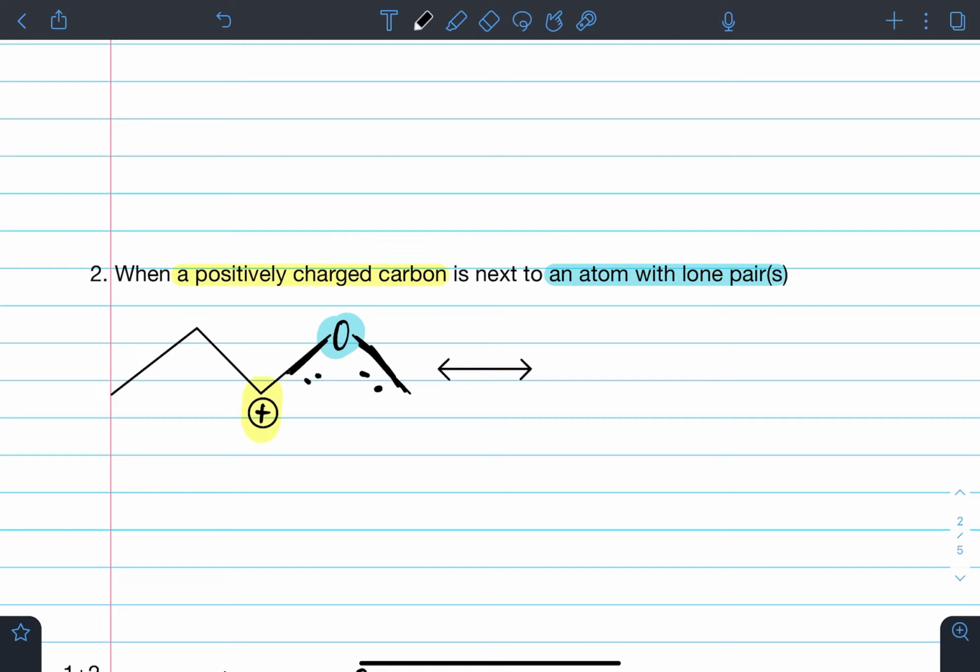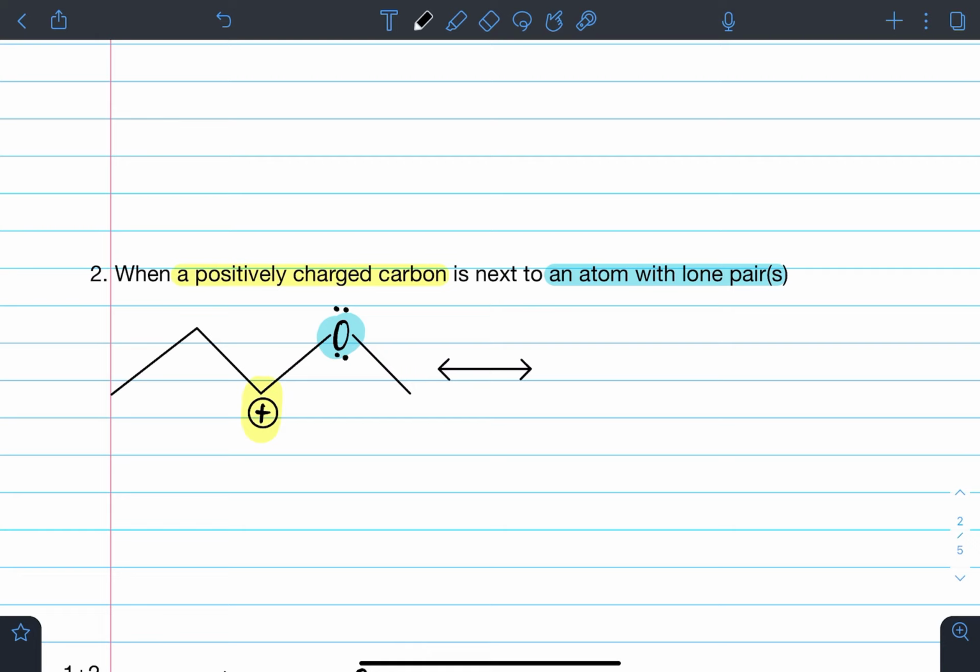So oxygen would need 4 more electrons to satisfy the octet rule, which is for 8 valence electrons. So I need 4 more, right? So these 4 more electrons would make up 2 sets of lone pairs. Okay, perfect. So now I have my atom with lone pairs next to my positively charged carbon.